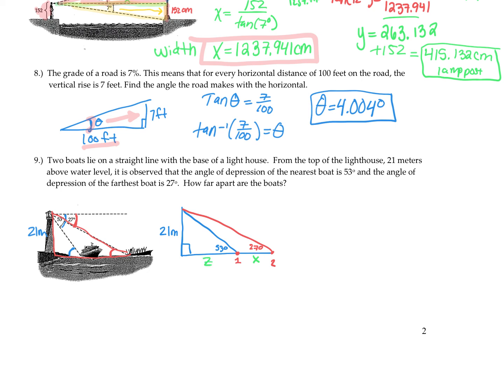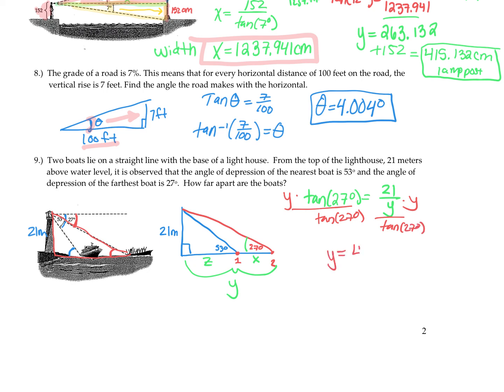But in order to find that, I'm going to have to find z, and I'm going to have to find y, and subtract them. So let's find the whole distance y first. I'm going to use this angle 27, my opposite side is 21, and my adjacent is y. So the tangent of 27 degrees is equal to opposite over adjacent. To solve this, I'd multiply by y and then divide by the tangent. So my y is going to equal 41.215 meters.